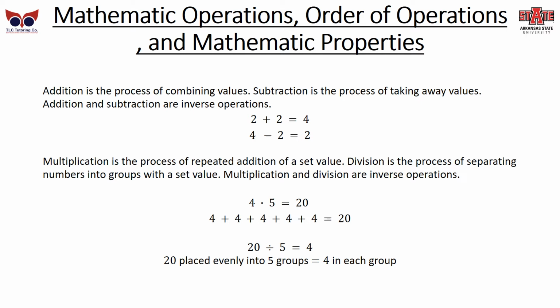Now, multiplication is the process of repeated addition of a set value. Division is the process of separating numbers into groups with a set value. Multiplication and division are also inverses. And you can see here 4 times 5 is 20. That's 4 plus 4 plus 4 plus 4 plus 4. Or 20 divided by 5 is also 4. You see how they undo each other.